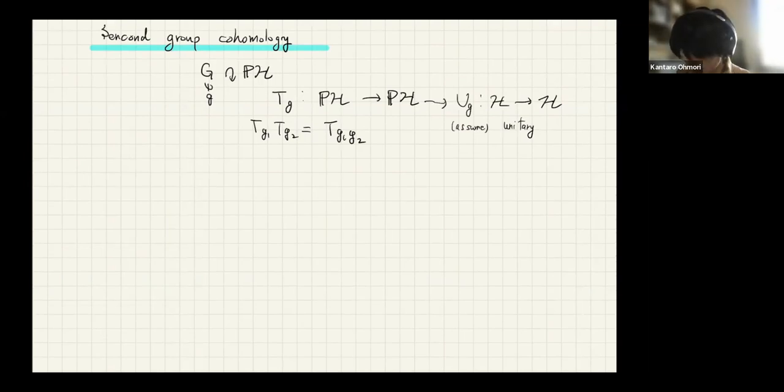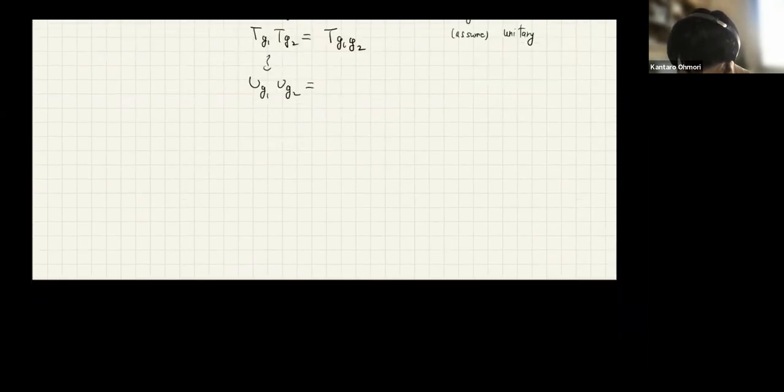So what this equality means is that among these unitaries, we have a multiplication law with a phase alpha(G1, G2). This is the projective phase.